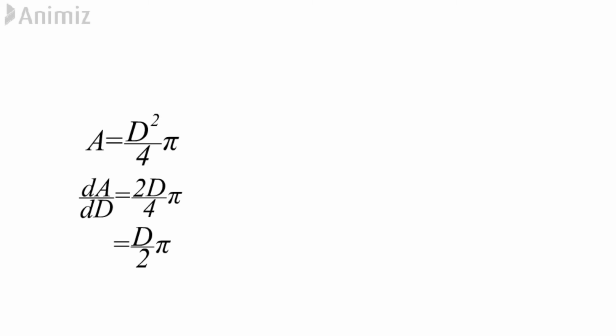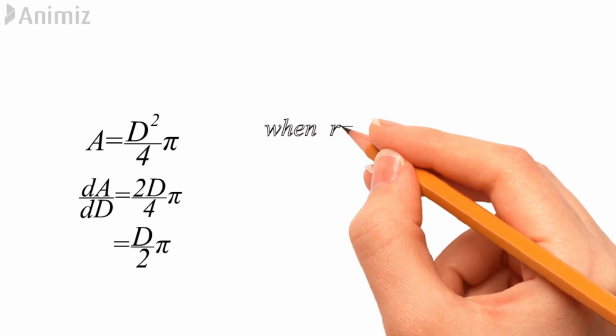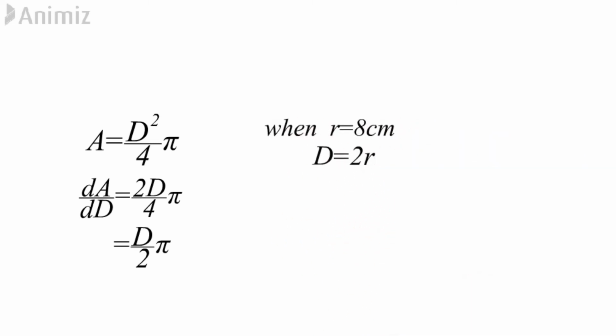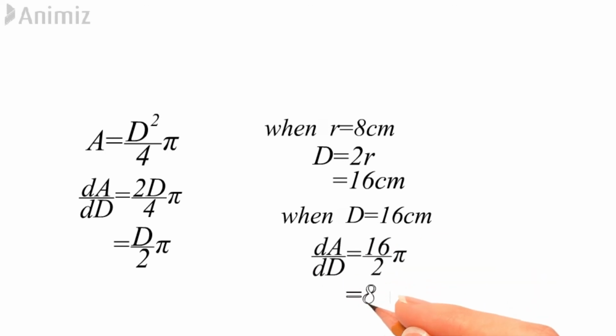For the fifth step, we obtain the formula. In this question, we are going to substitute r equal to 8 into dA over dD, but since the formula is using diameter, we need to double the radius to become a diameter. So the diameter will be 16 cm. Then d equal to 16 cm will be substituted into dA over dD, and we get the value 8 pi. So we already obtained all the terms in the chain rule, which is dA over dD is equal to 8 pi, dD over dt is equal to 8 over pi.